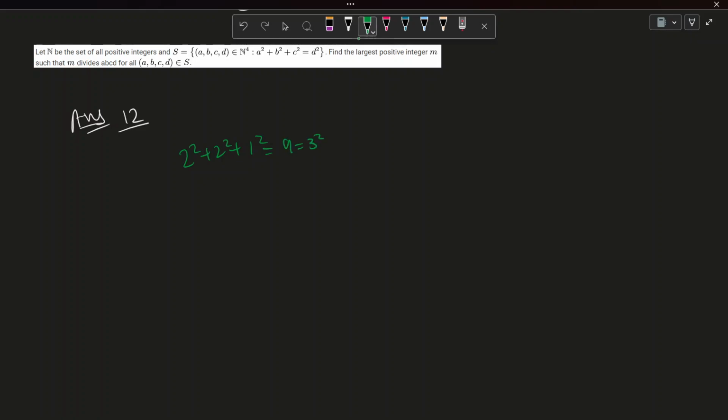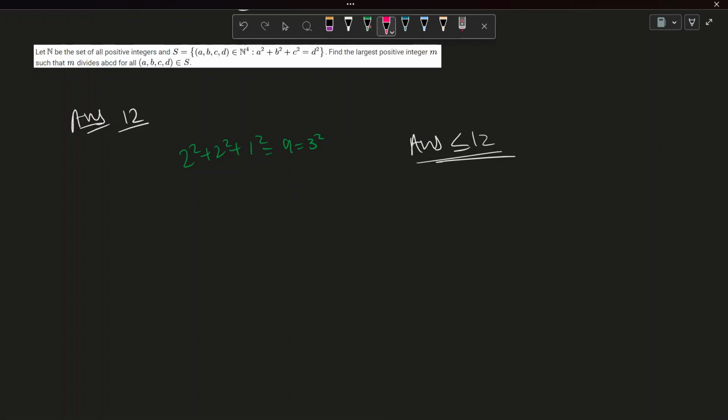So what is the product abcd? abcd equals 2 into 2 into 1 into 3, which is equal to 12. So our answer cannot be greater than 12, because we got a case where the number itself is 12. If our answer were greater than 12, how could that number divide 12? From this, we get that the answer is less than or equal to 12. More specifically, the divisors of 12 are the only possible answers.